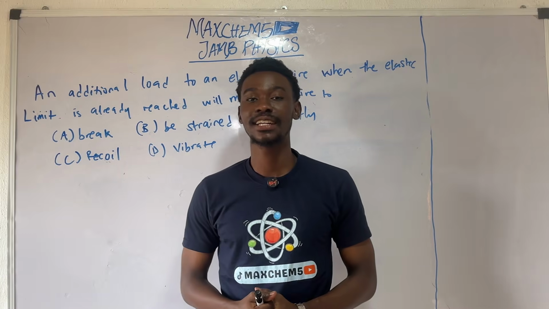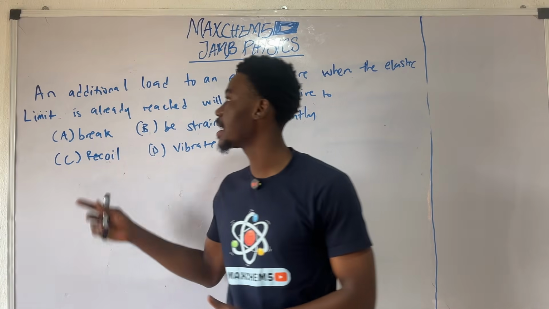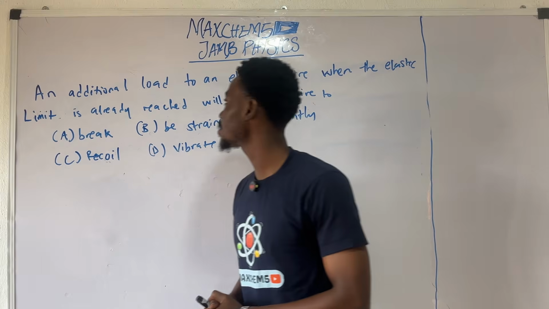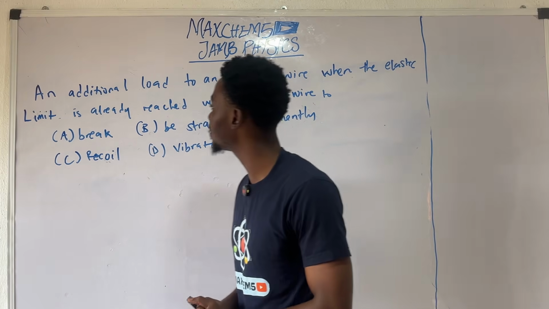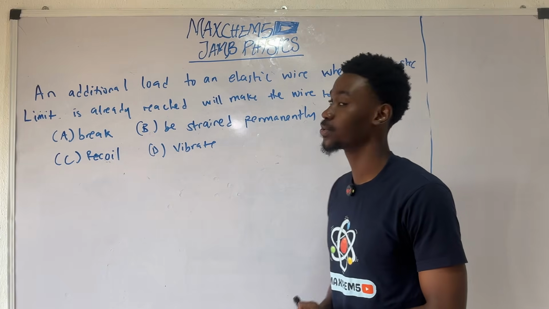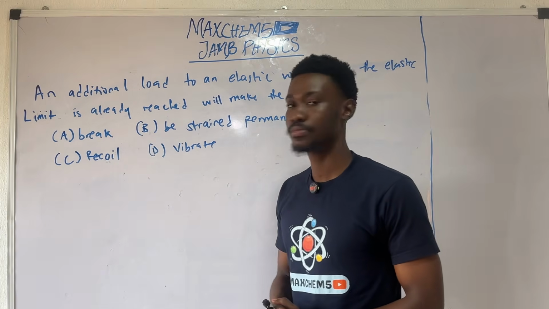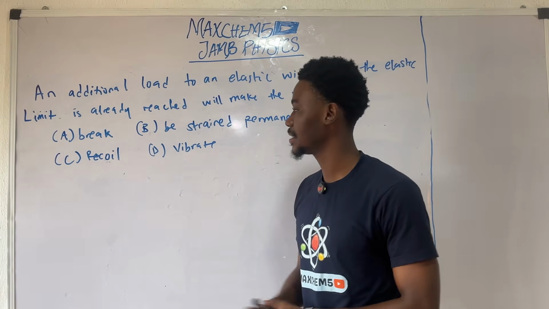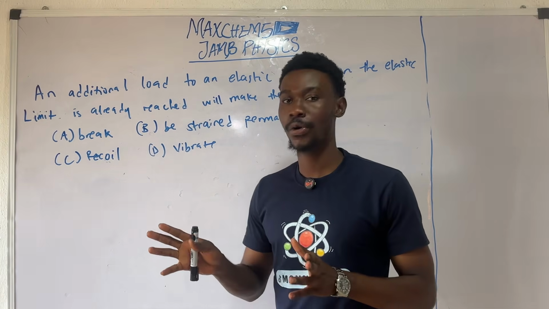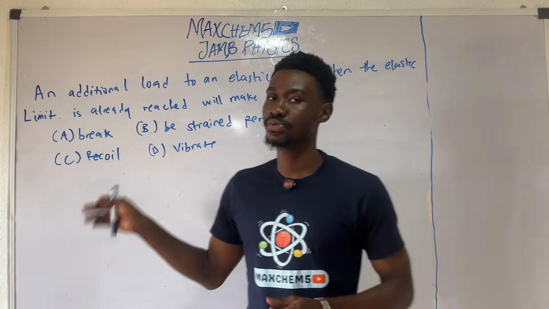Welcome back to another video on elasticity. Here I have a JAMB question that says: an additional load to an elastic wire when the elastic limit is already reached will make the wire A, break, B, be strained permanently, C, recoil, and D, vibrate.